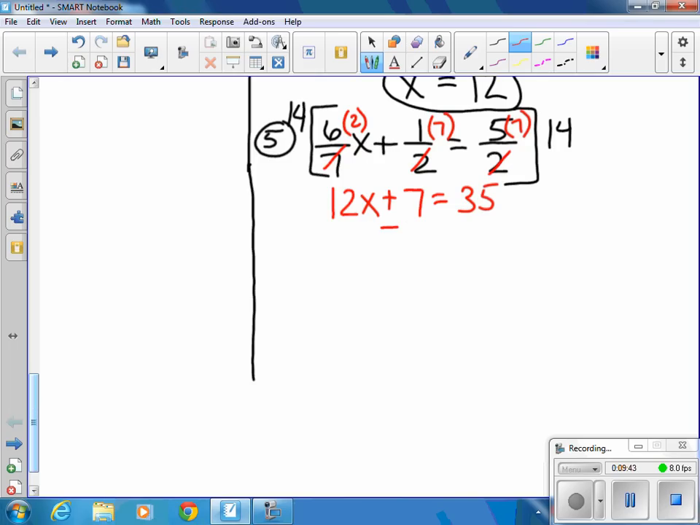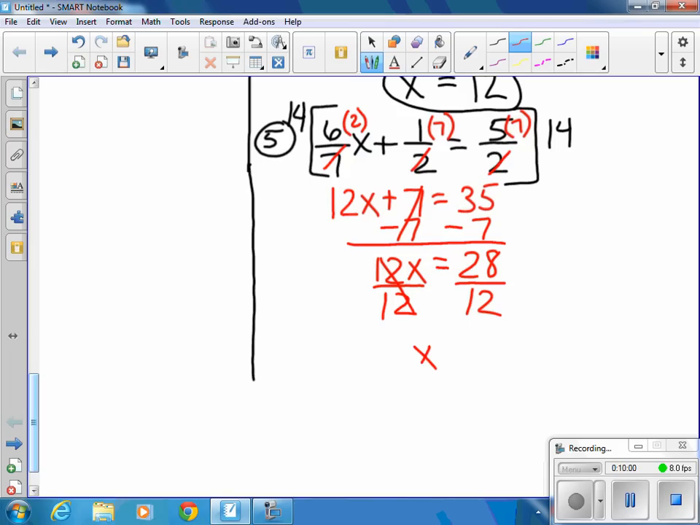So at this point, you would subtract 7, and that leaves you with 12x equals 28. You're going to divide both sides by 12. Now 12 does not go into 28 perfectly, so we don't want decimal answers. What we do want to realize is that we need to reduce this fraction. So right now you're sitting at 28 over 12, but that's not a final answer. You would lose partial credit for giving me that answer because it is not in lowest terms.